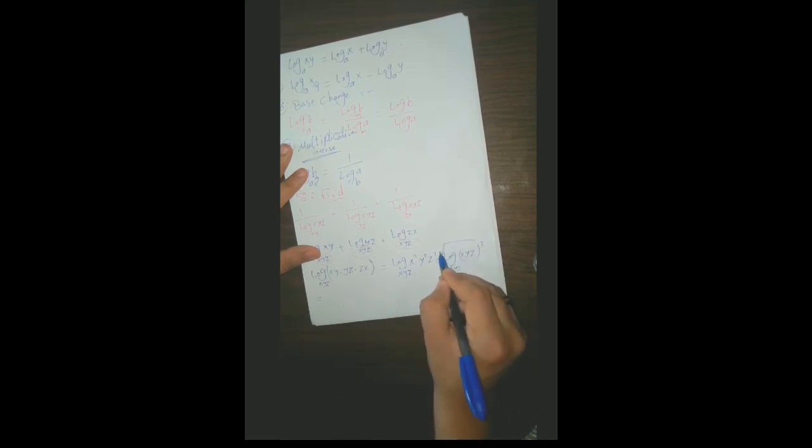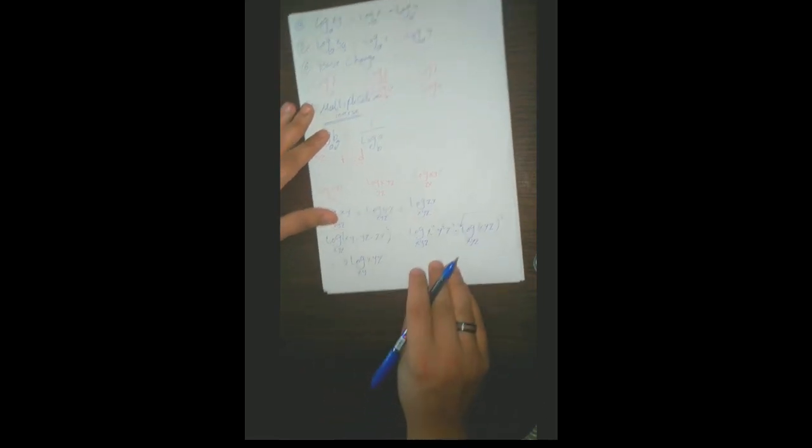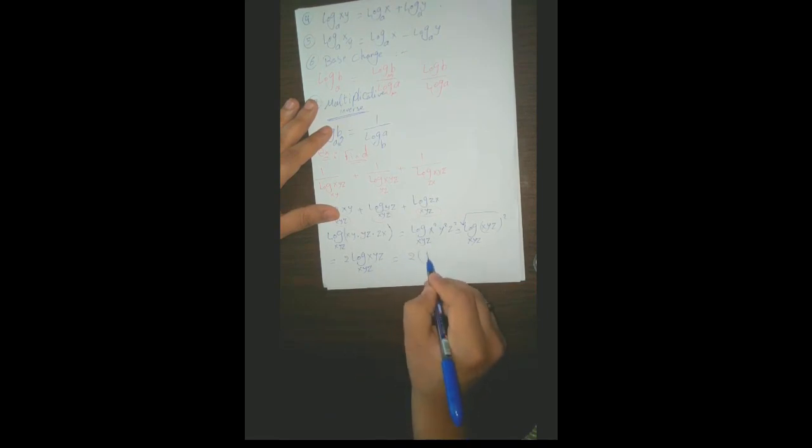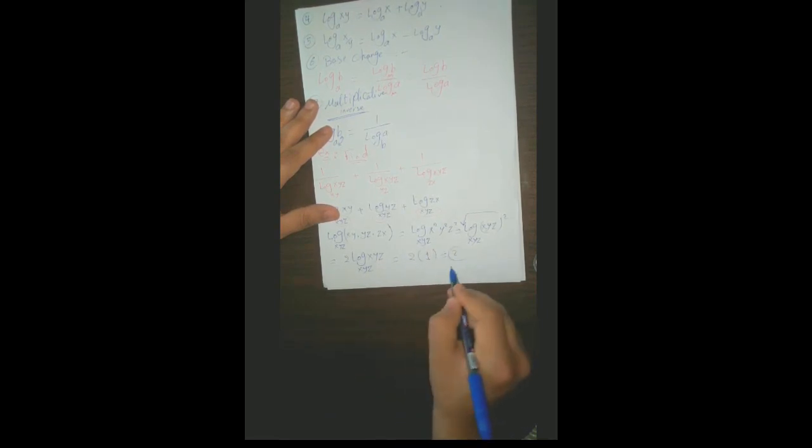Here it is equal to 2 log xyz to the base xyz, and here we have 2 times 1 equals 2.